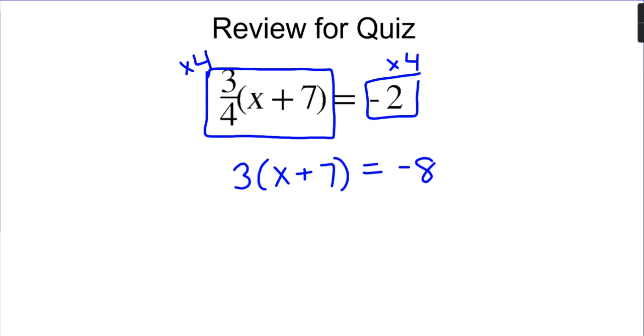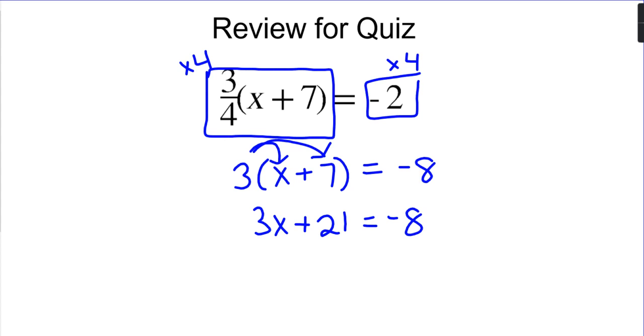Okay? And now I am going to continue by distributing. You could continue by dividing. We discussed that method, but for this video, I'm going to do distributing. So 3 times x and 3 times 7 is how we would distribute that. The 3 times x is 3x, 3 times 7 is 21, so we have 3x + 21 = -8.